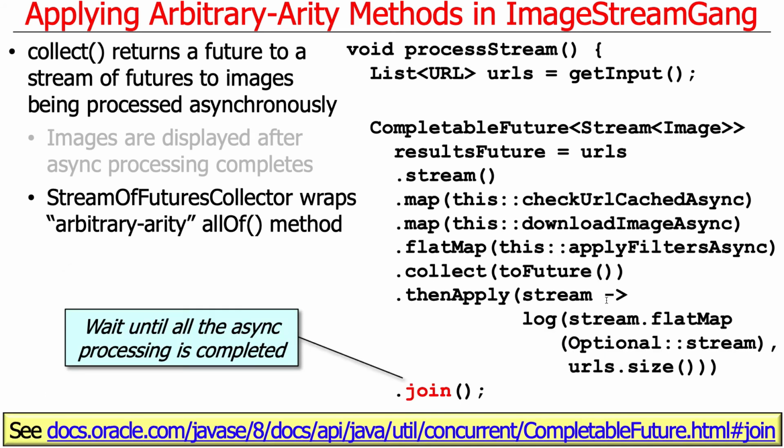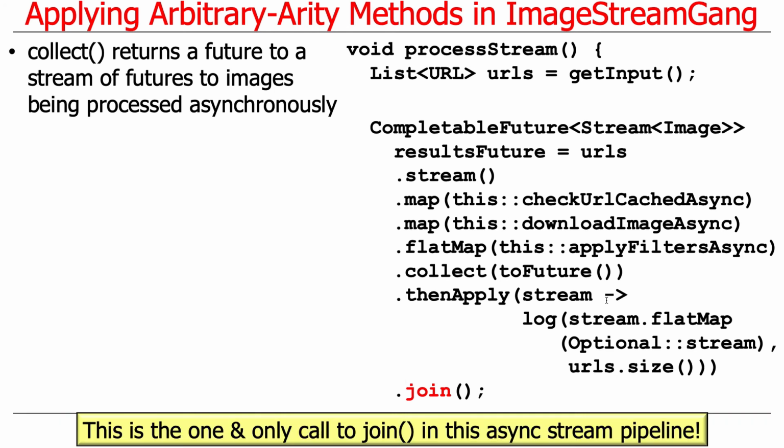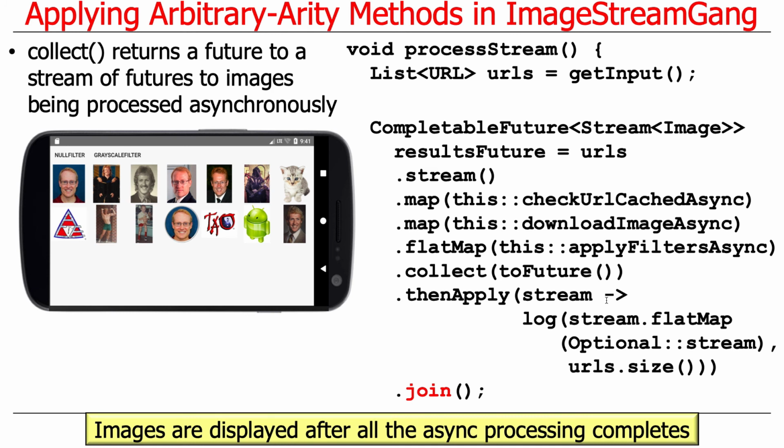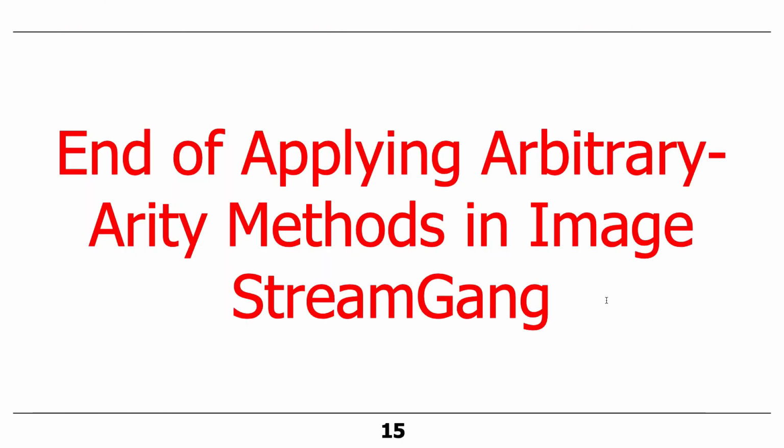So here's the join method that, as we talked about before, waits until everything is complete. So that's going to block, but it's the one and only place that we block in the entire program. OK. And then once we're all done, the results are displayed because we've downloaded them into the appropriate directory, and we can display them. OK, so that's a quick overview of the use of the arbitrary-arity methods. Now I'm going to talk about, in the next part of the lesson, how to implement this variant of toFuture.